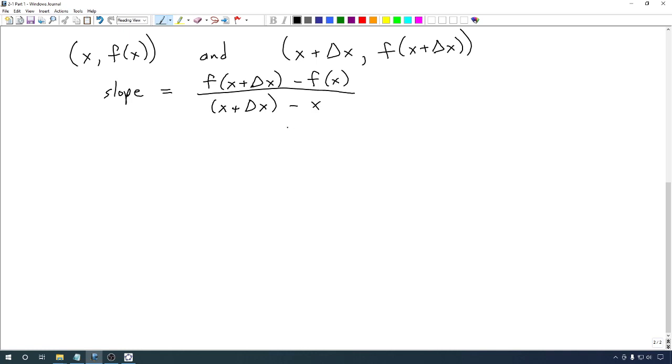But now, the bottom actually does simplify slightly. We can cancel out the two x's. So we just get f of x plus delta x minus f of x, divided by delta x. That is the slope of the secant line. And as we let this delta x get smaller, we get closer and closer to being a tangent line. Of course, we can't ever let delta x be 0, both because then we wouldn't be dealing with two different points, but also because this formula would break. We'd be dividing by 0.